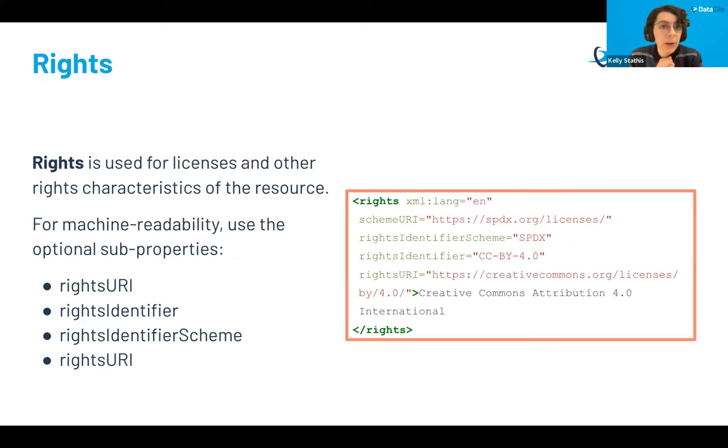So the last property I'll talk about before we look at connection metadata is the rights property. Rights is used for licenses and other rights-related characteristics of a resource. We recommend including a license name or rights statement, as well as these optional properties that allow referencing a specific license by an identifier and URI. And this example here shows how you would indicate a Creative Commons attribution license or CC BY 4.0.